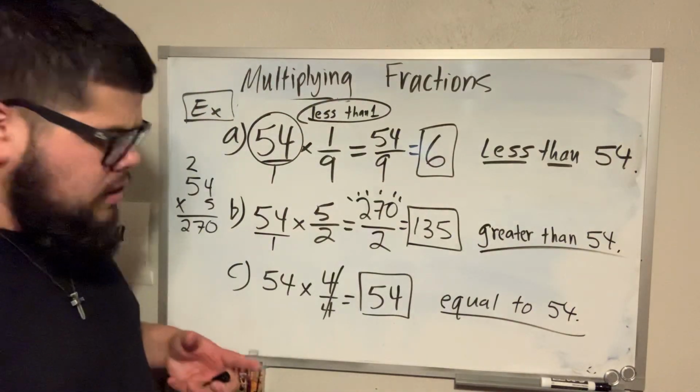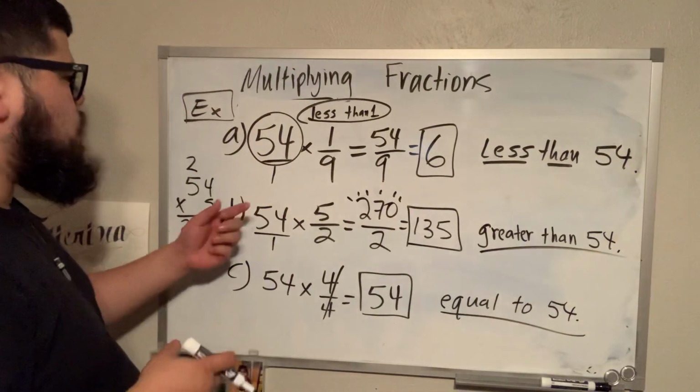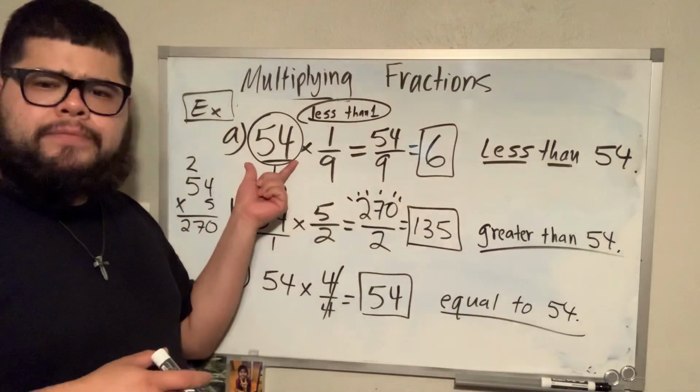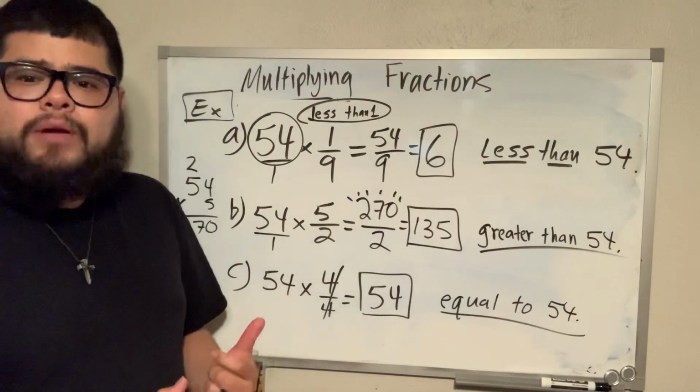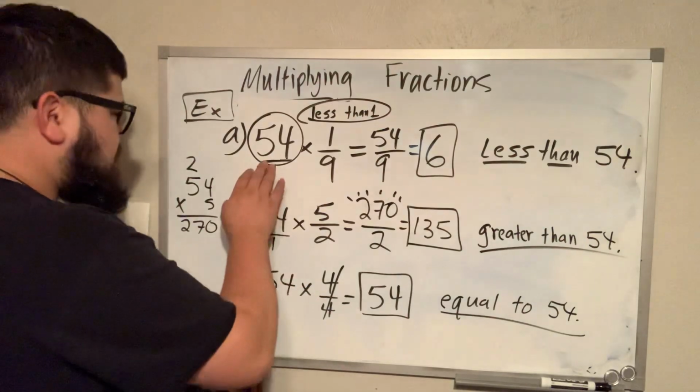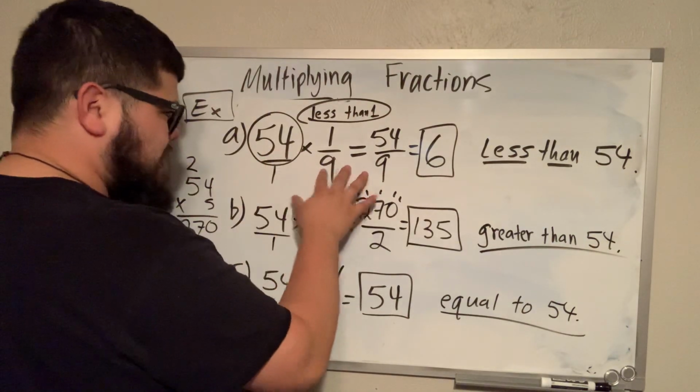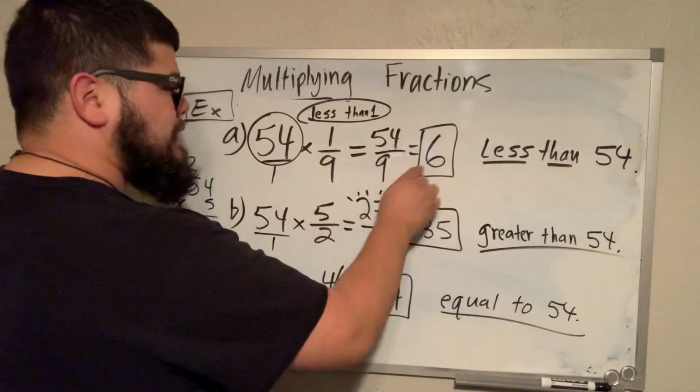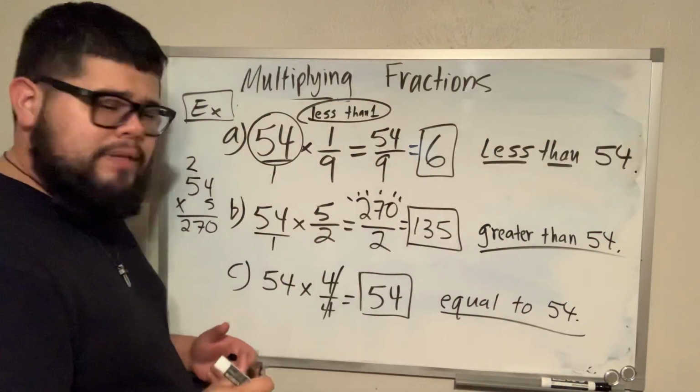Understand that let's say we had the number 200 here. Because what we want to do is be able to estimate what's happening here without any calculation, without having to multiply these. If this number was 200 and we multiplied by 1/9, we would get a number that was less than 200. We got to keep that in mind.